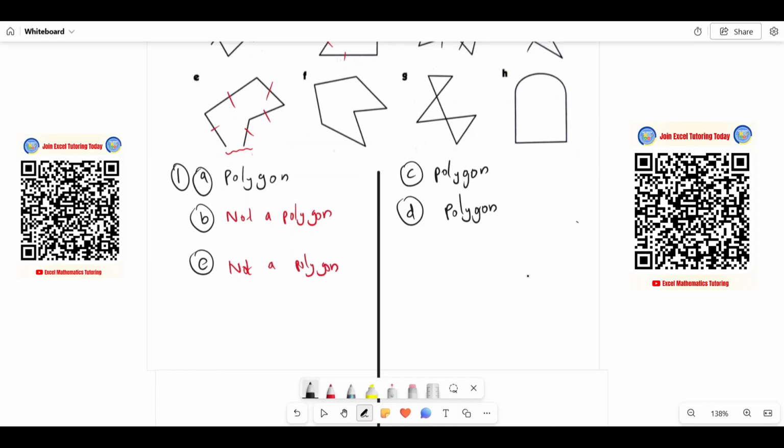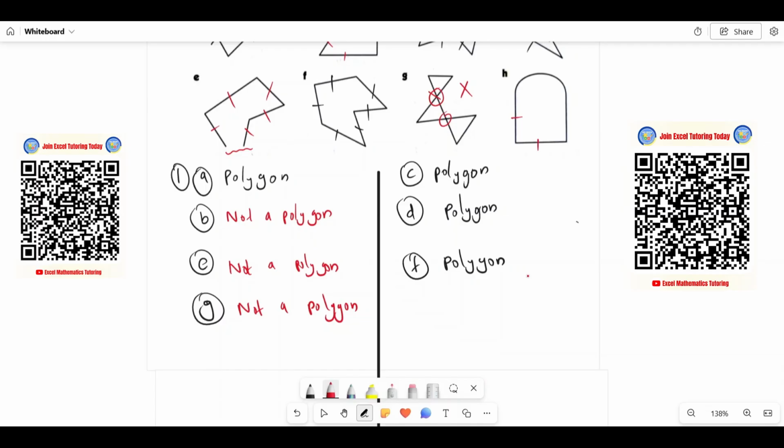And coming to F, is this one a polygon? Yeah, of course, every side is a straight line, so this one is a polygon. And coming to G, is G a polygon or not? Here you can see the sides are crossing itself. So this one is not a polygon.